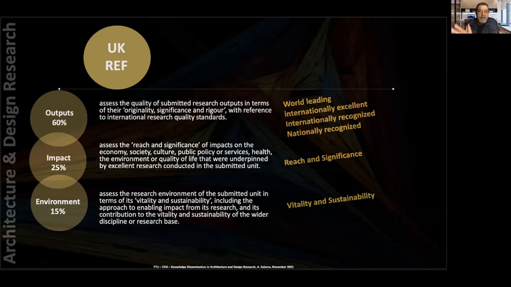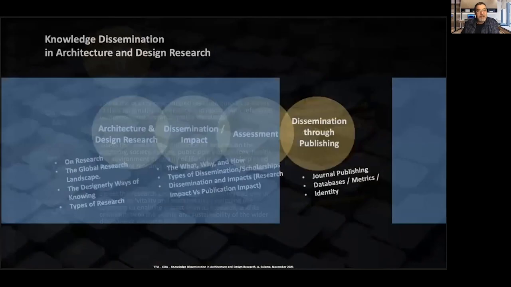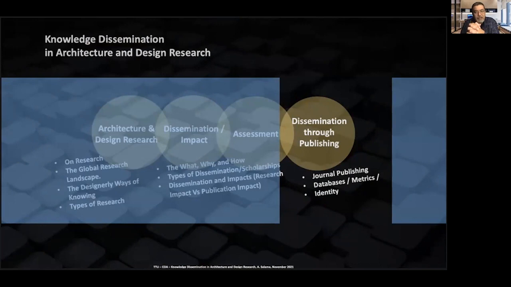And I would say these standards of research excellence, whether in the US or the UK or regionally or globally, are changing the landscape of the expectations of faculty and academics in architecture and allied disciplines, where dissemination of research is clearly on the rise. It's clearly becoming a requirement. And this leads us to the third component of this talk, which focuses on dissemination through publication.